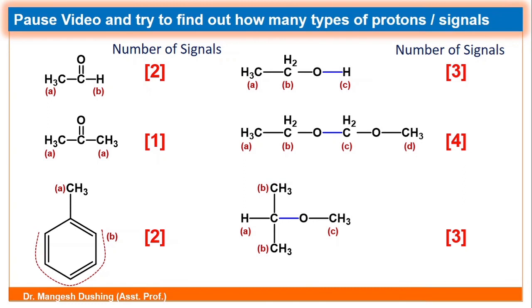So in this way, in this lecture, we have tried to learn how to assign how many types of protons are there, so that we can understand how many signals appear in the NMR spectrum. Practice with different molecules. Try to understand how many different types of protons are there, so that we will understand how many signals appear in the NMR spectrum.